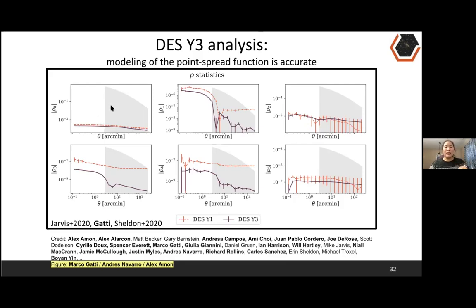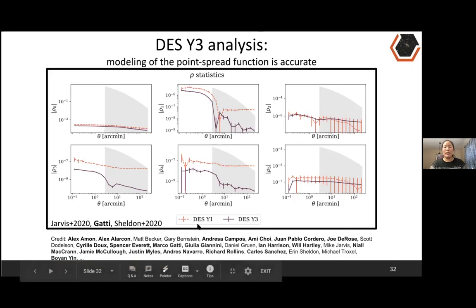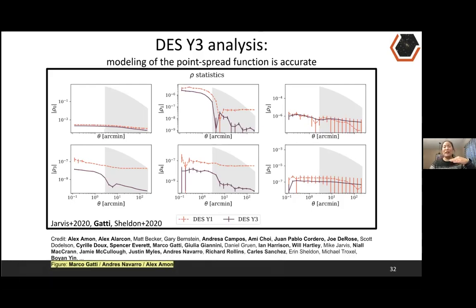So basically, the higher the amplitude for each of these panels, the worse it is for the measurement, or the more biased the measurement is. And what's shown here is a comparison between the PSF model results for DES Y1 versus Y3. And in all of these cases, you can see that the Y1 measurement was higher. So again, higher is bad. And that enters as an additive impact on the cosmic shear measurement.